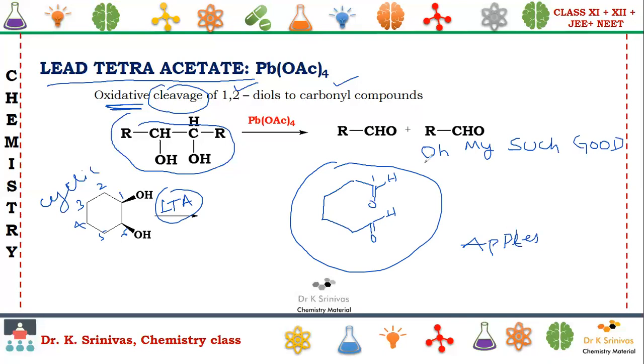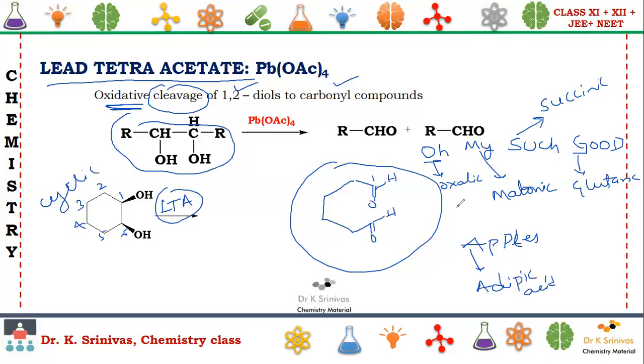Apples. O stands for oxalic acid. M stands for malonic acid. S stands for succinic acid. G stands for glutaric acid. A stands for adipic acid.